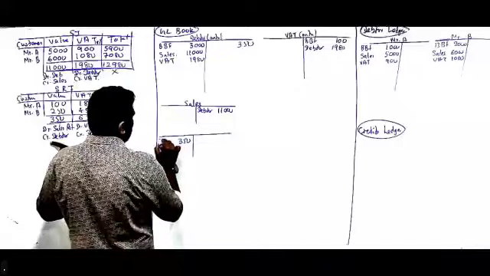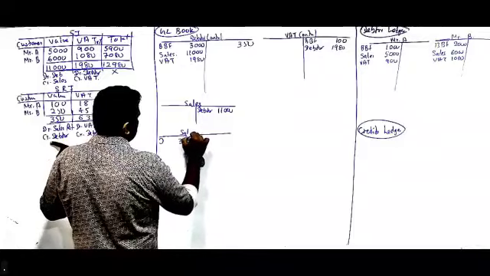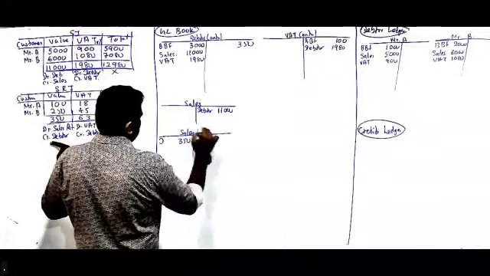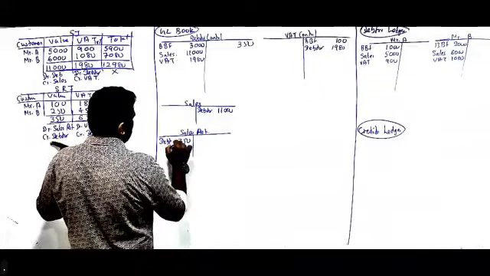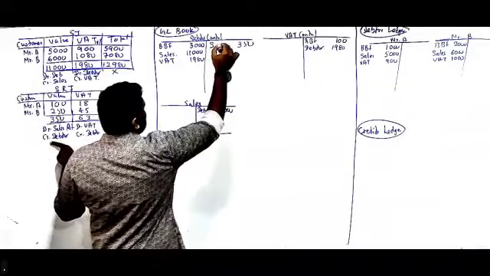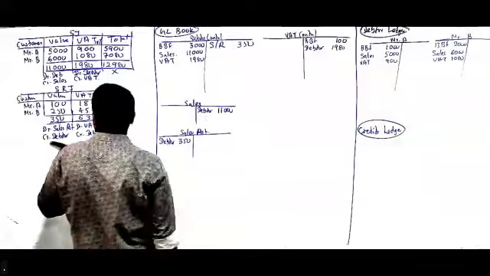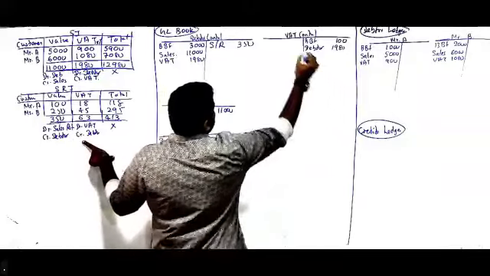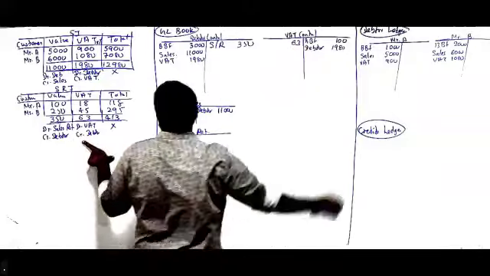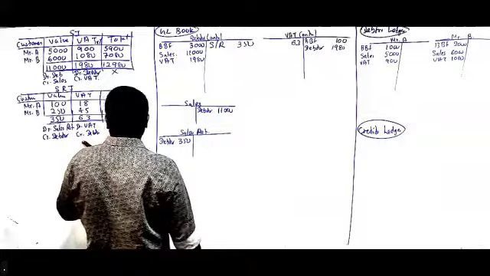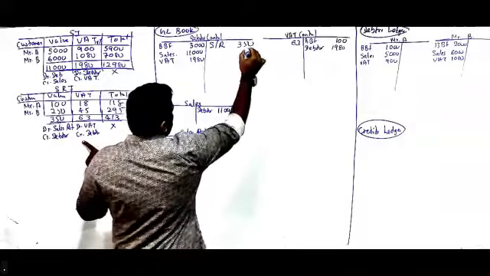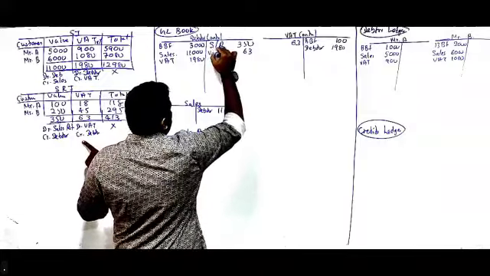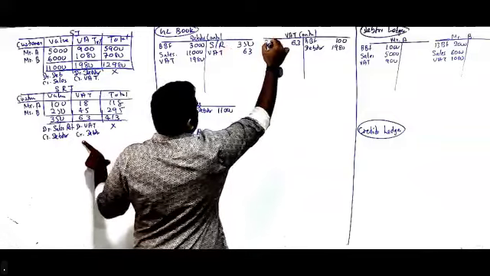So here we can write sales return debtor. Here we can write sales return. Next one, VAT account debit 63. Debtor account credit 63. VAT, debtor.